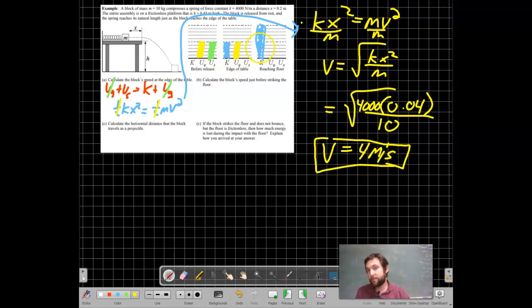Where do you want to say the beginning is? Do you want to say it's the edge of the table? You could. Do you want to say it's the beginning when the spring is compressed? You could. Doesn't matter. It's up to you because this system is not having any work done by outside forces. So all of the energy that's in this system is staying within the system. So that means we can make our starting point and ending point wherever we want.